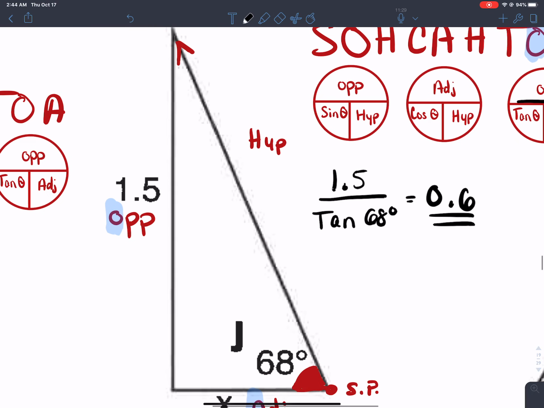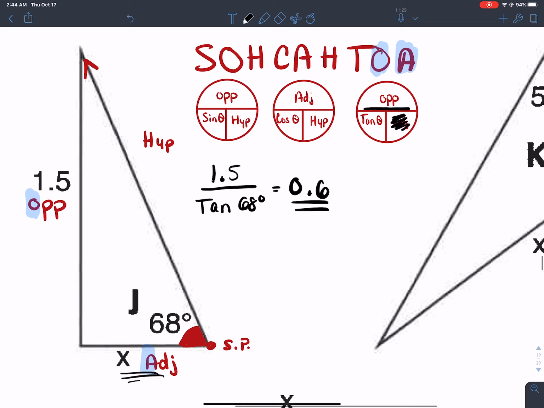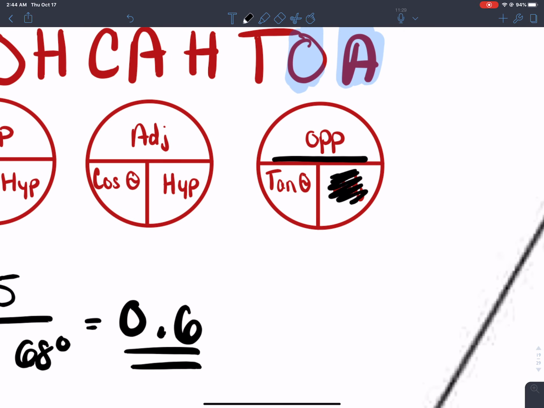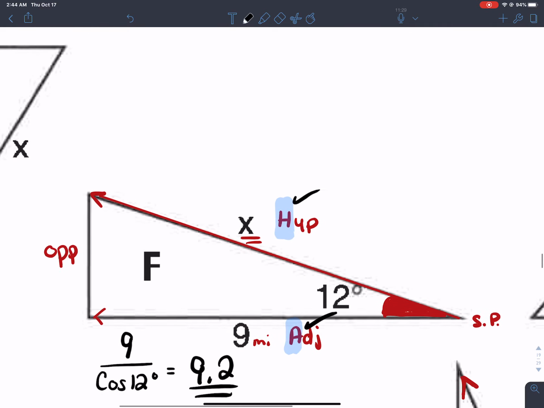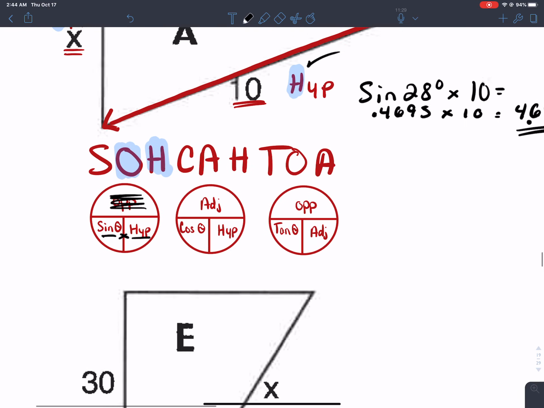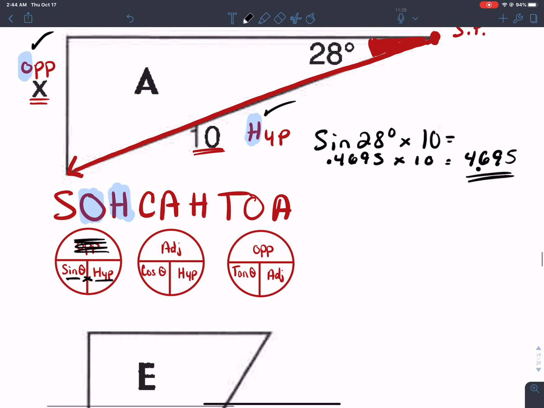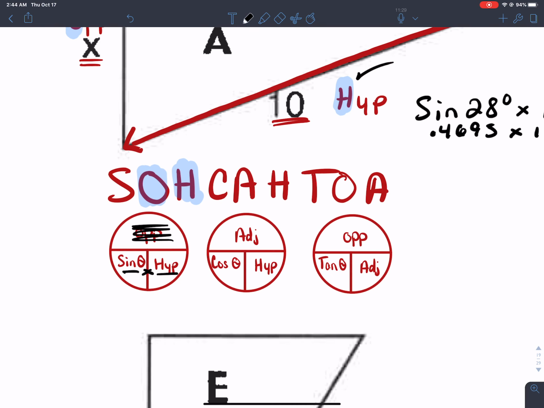Now, I know the one thing that some of you might say: why in some cases do we divide? Well, it goes to the circle diagram. We divide because we were trying to find, in this case, the hypotenuse. But in the first diagram right here, why did we have to multiply? Because we were trying to find the opposite side, and it all depends on what's being covered up in our circle diagram.